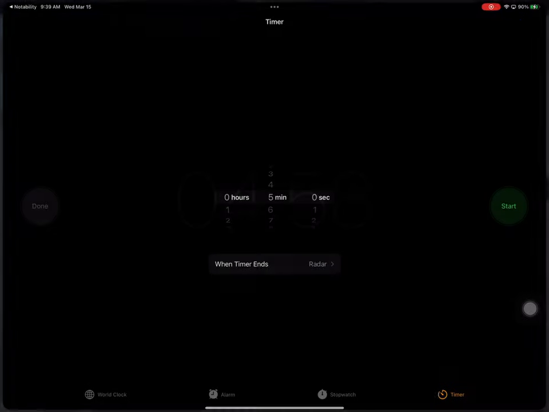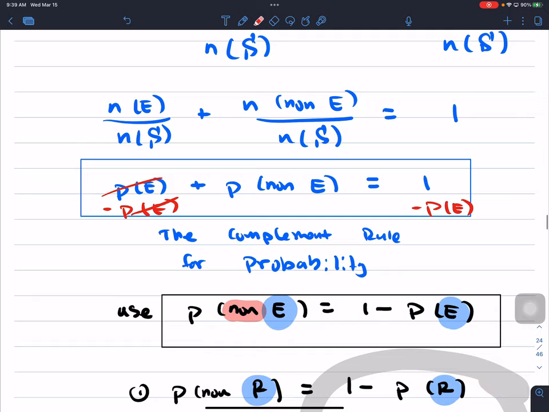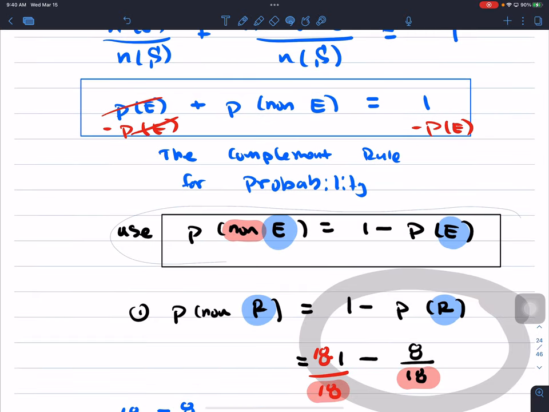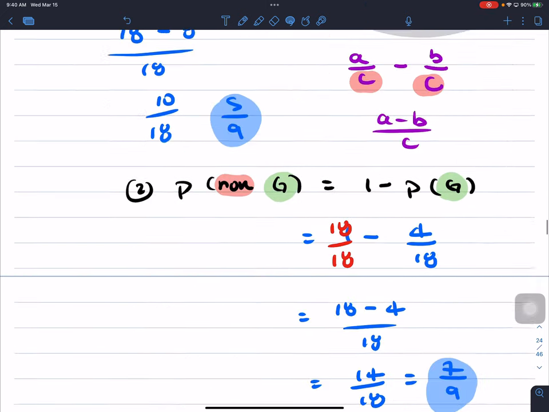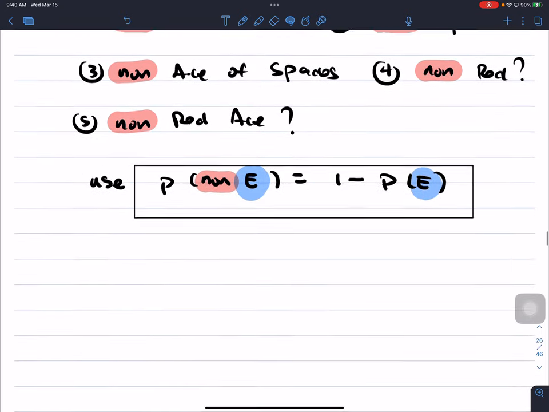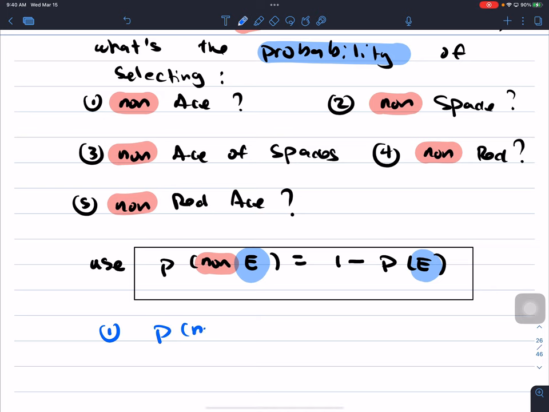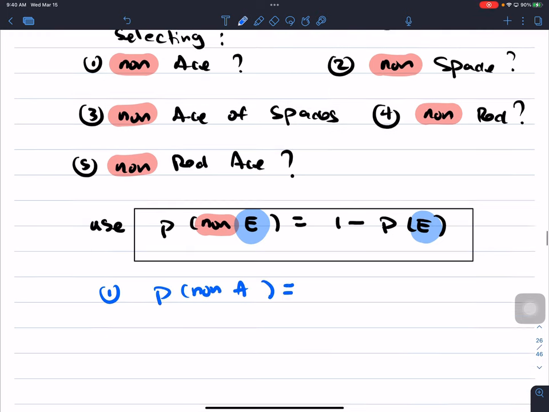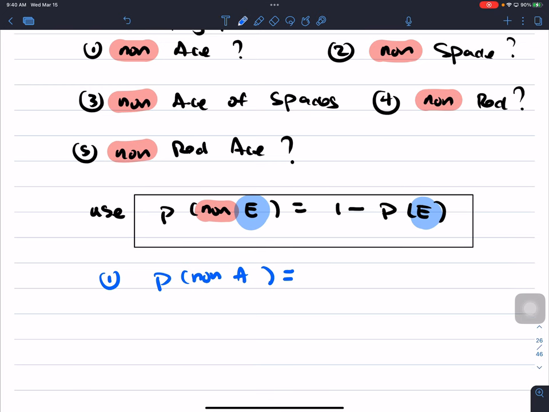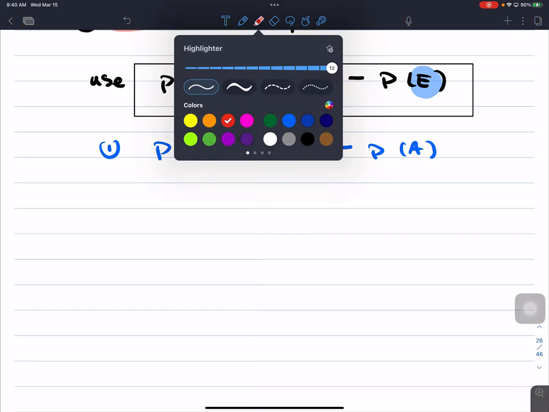Oh, ladies and gentlemen. All right, we're going to use what? What's this called? The complement rule for probability, is that right? Okay, you guys understand what we're saying? We're going to use this here. So for the first question, they're asking for the probability of selecting a what? Non-ace. What does that phrase mean? What's the chance of selecting a card that is not an ace, right? The complement rule says that is 1 minus the probability of selecting an ace.